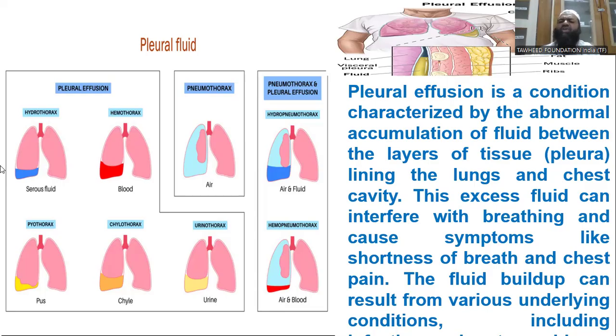It is an accumulation of fluid between the layers of tissue, the pleura, lining the lungs and chest cavity. This excess fluid can interfere with breathing and cause symptoms like shortness of breath and chest pain. The fluid buildup can result from various underlying conditions.